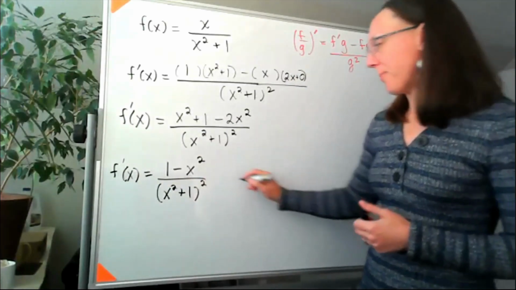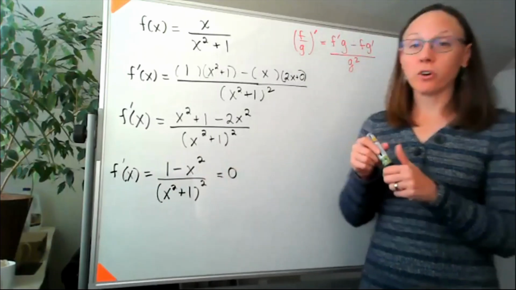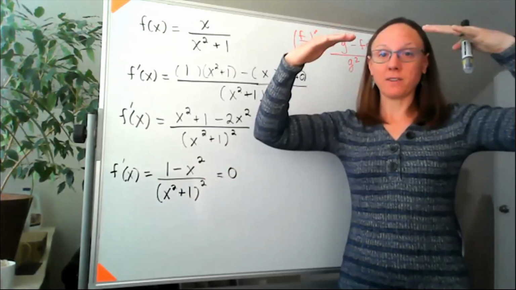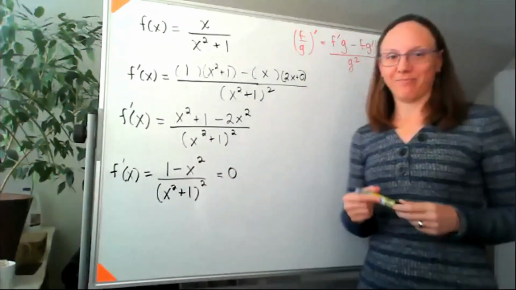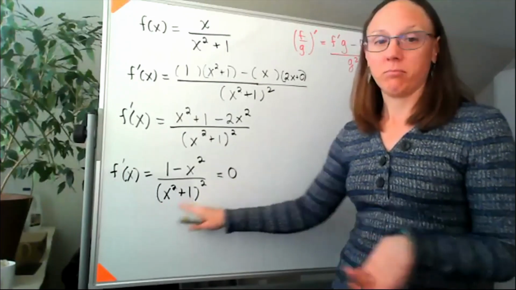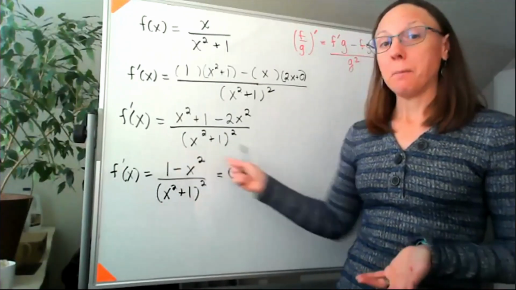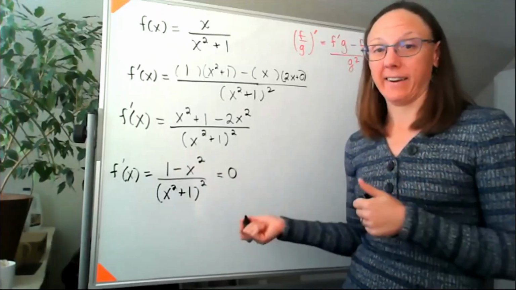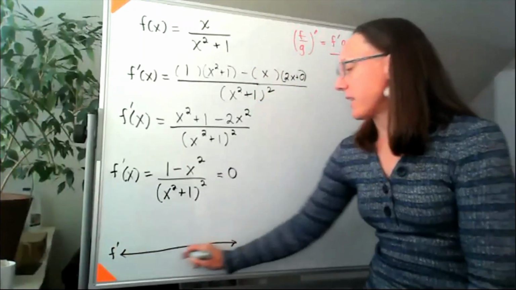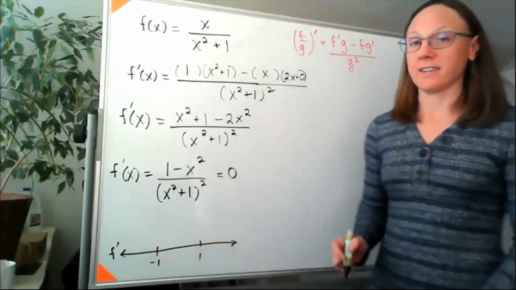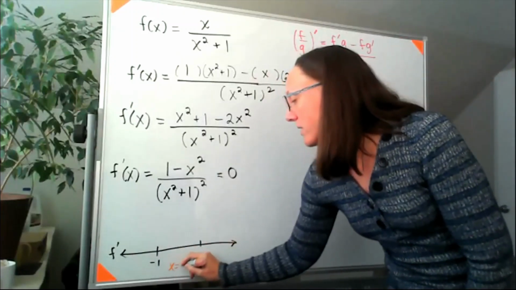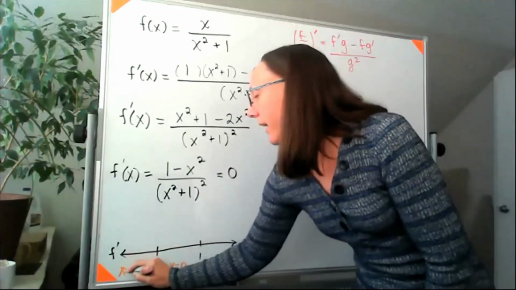If I set this equal to 0, so that I'm looking for those places where my tangent slope is 0, those are the places that are either going to be tops of my graph or bottoms of my graph, hopefully. So looking at this, if I set this equal to 0, the denominator is never 0 because x squared plus 1 can't be 0, but the numerator is 0 at 1 and negative 1. If I get my number line going here for f prime, that means the numbers on my number line would be negative 1 and positive 1. If I think about some test points here, I'm going to choose 0, 2, and negative 2.